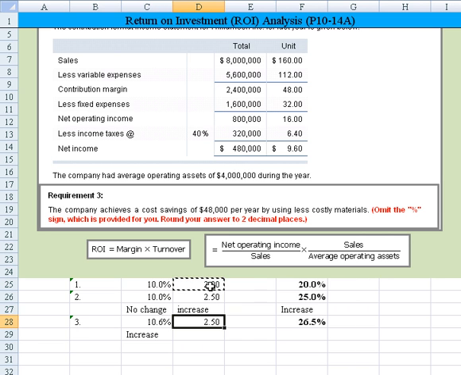So if I copy that one down, we still have the 8 million of sales divided by average operating assets of 4 million. And then when we multiply that across, we get 21.2%. So here we have no change, and over here we have an increase. Maybe I ought to capitalize that and try to keep this consistent. And that takes care of case 3.